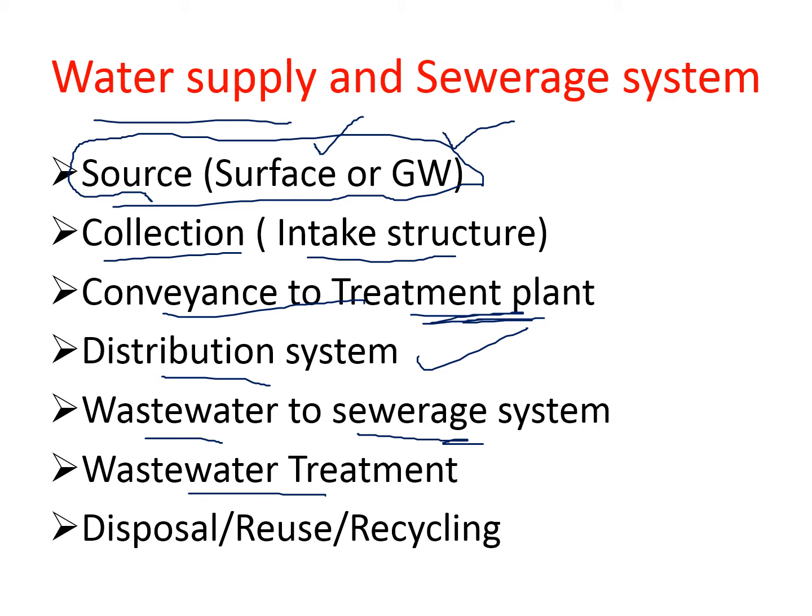In the wastewater treatment plant, complete treatment is given to this wastewater, and after that there are various options. If you are giving conventional treatment, then after this wastewater treatment, the resulting effluent may be disposed of in a nearby river or stream. Or if you are going for additional advanced treatment methods, then you can also utilize that treated wastewater for reuse and recycling purposes.